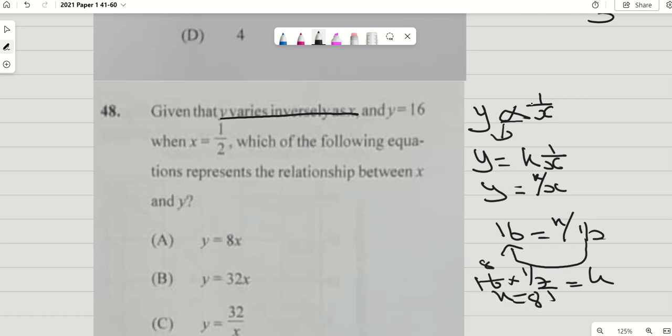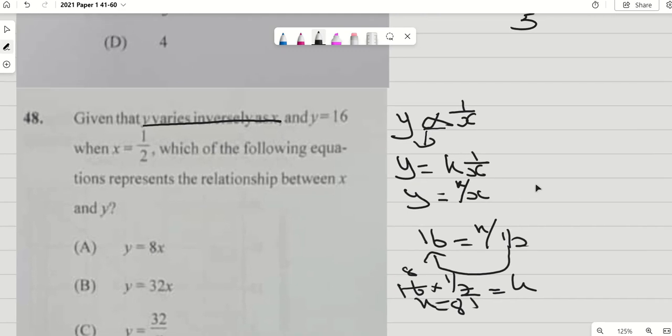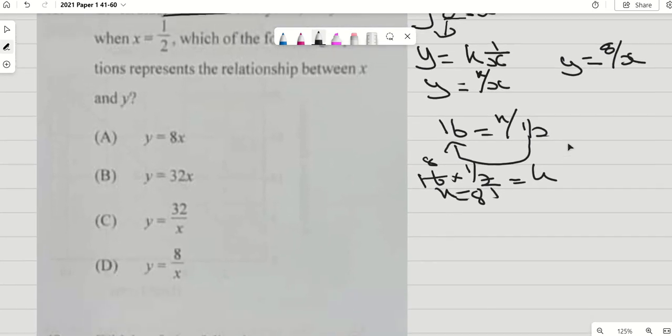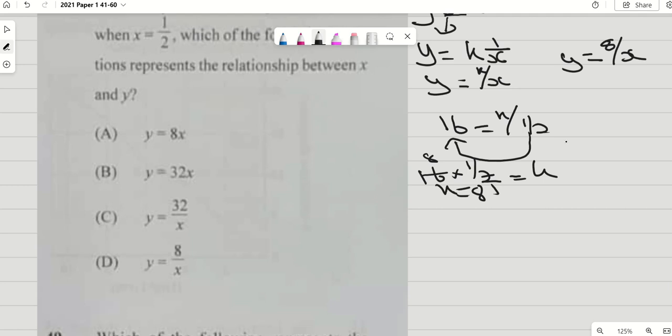Right, they already told you they want to know what is the relationship. So y is equal to, remember, k is a constant, that is 8 over x, so 8 divided by x, which is D. D is your answer for this question. So you first find whatever k is, then you put it back into the original equation.